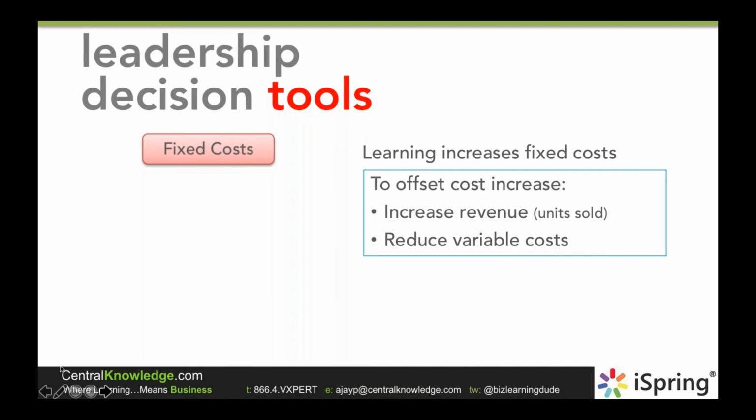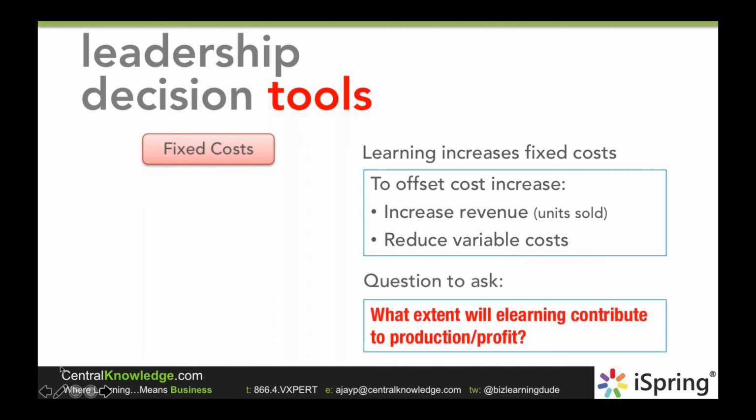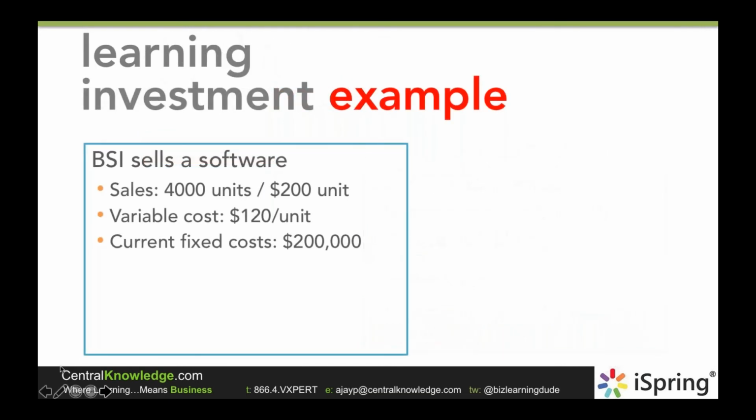I promise you that. So the question asks, if you decide to pitch an e-learning initiative, how will this affect the production or profit of the organization? Now, I'm going to share with you very quickly a quick example. I use a software company that's launching new software, and right now they're selling this software, 4,000 units at $200 a unit. So you buy it in the store, it's $200, and they sell about 4,000 a year. And to make each one, it costs $120 per unit.